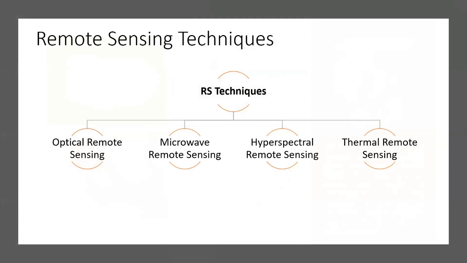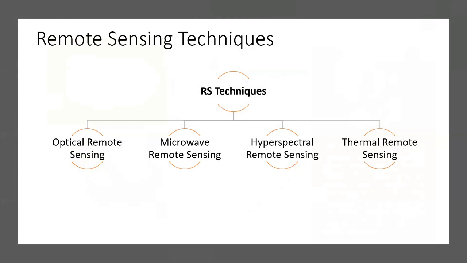Remote sensing also has four types. They are optical remote sensing. In this type, the rays of the sun or the light source reflect back from the surface and do not penetrate. So this technique is called optical remote sensing. Then microwave remote sensing, where the rays penetrate the surface where they are hitting, and we can get to know about what is beneath the surface.